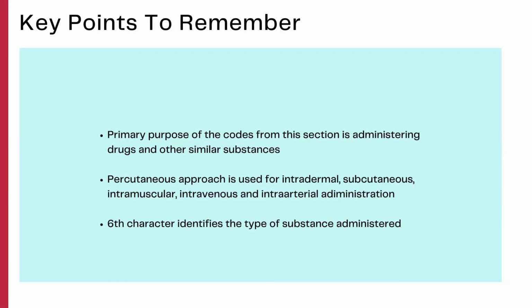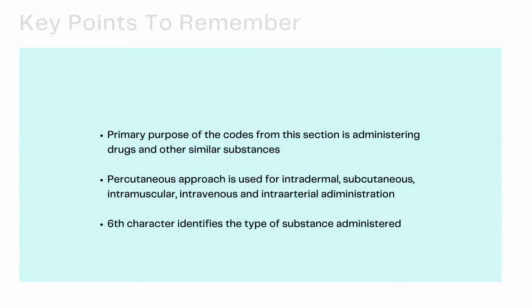So the key points to remember are the primary purpose of the codes from this section is administering drugs and other similar substances. Percutaneous approach is used for intradermal, subcutaneous, intramuscular, intravenous, and intraarterial administration of substances. And the sixth character identifies the type of substance administered. These are the key points that you will need to remember from this section.